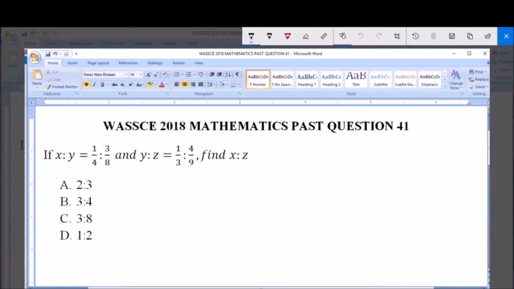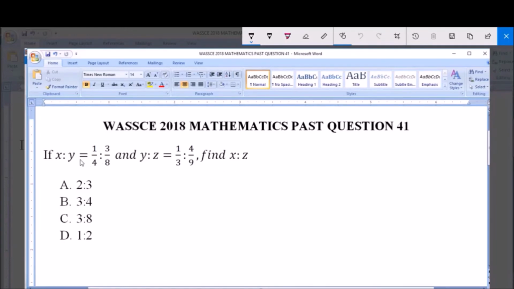Hello, good day and welcome. I will be answering WASSCE 2018 Mathematics Past Question 41. If x ratio y is equal to 1 over 4 ratio 3 over 8, and y ratio z is equal to 1 over 3 ratio 4 over 9, find x ratio z. A: 2 ratio 3, B: 3 ratio 4, C: 3 ratio 8, and D: 1 ratio 2.